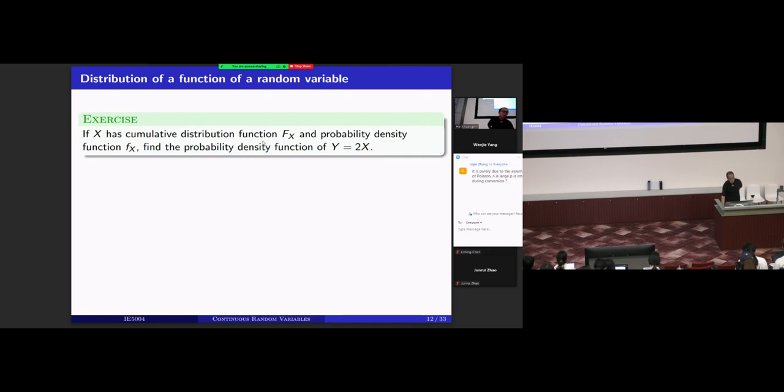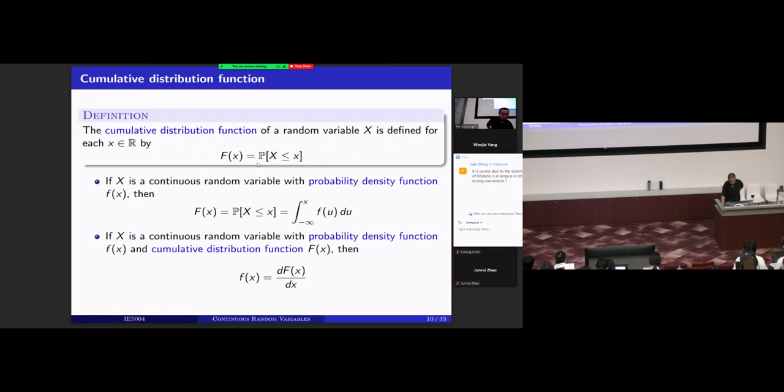But for CDF, CDF could be very nice, because the definition of CDF is pretty straightforward. It is just the probability that a random variable takes a value less than or equal to a certain given value, right? So here, we know the distribution of x. We wish to know the distribution of 2 times x. If you use the CDF, you just plug in the definition. It could be pretty straightforward.